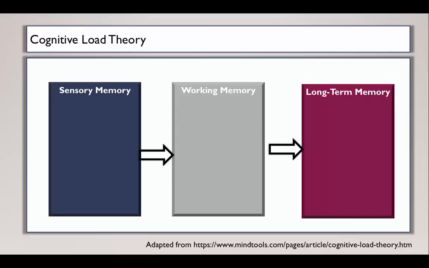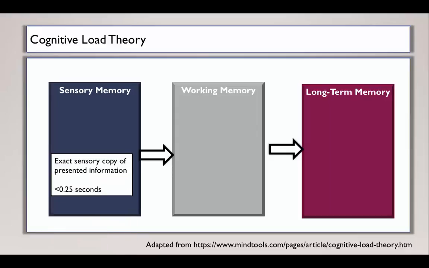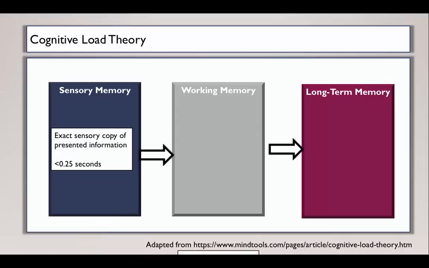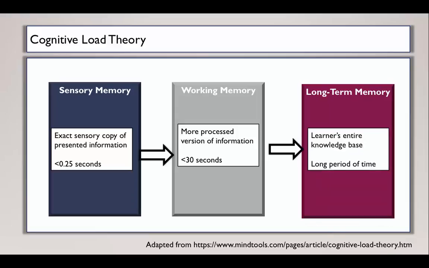Sensory memory holds an exact copy of what was presented for a very brief time, approximately less than 0.25 seconds. Working memory holds a more processed version of the information for a short period of approximately less than 30 seconds. Long-term memory holds the learner's entire knowledge base for a long period of time.